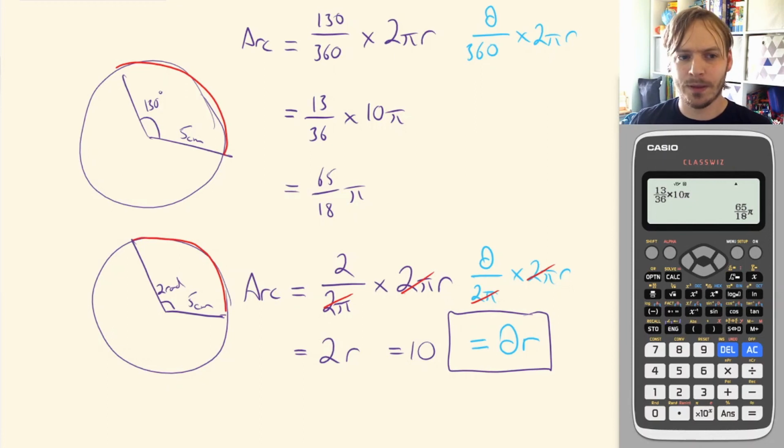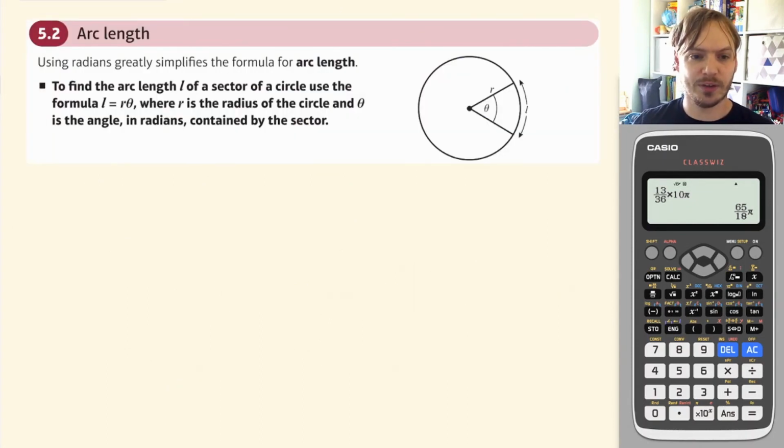So you'll see the first little section of the textbook here. It just says to find the arc length of a sector of a circle, we use the formula L equals r theta. When they write r theta instead of theta r, it doesn't really matter which way around. R is the radius and theta is the angle. And that's it. That is all that you need to know to find the arc length if we are in radians.